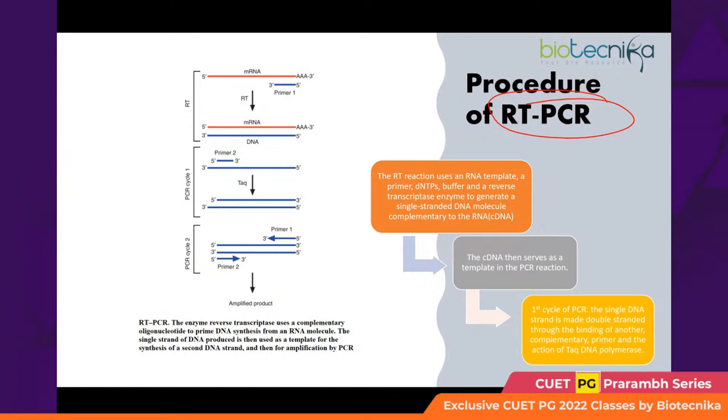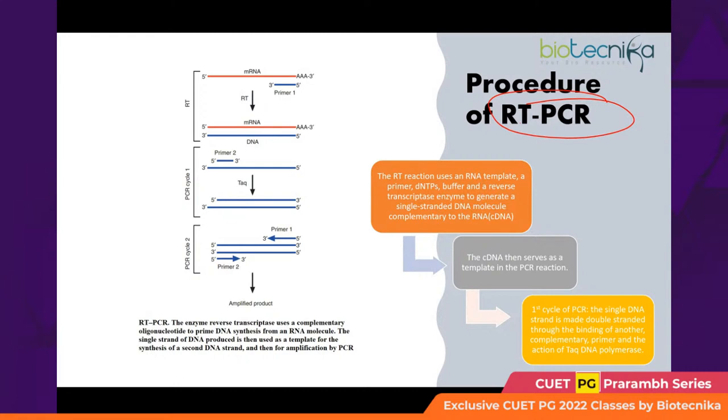Even laymen have understood it, or they also know RT-PCR, even people from a different background, isn't it? So what is this RT-PCR? RT-PCR is a type of PCR. There are different types of PCR as well. Since we don't have enough time, we are not going into that.